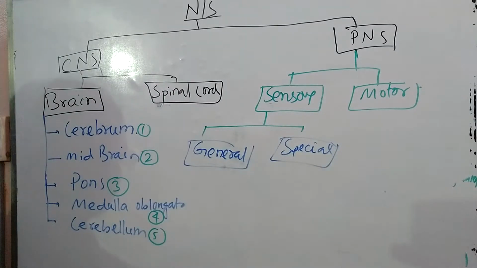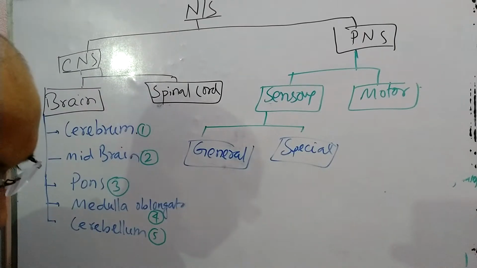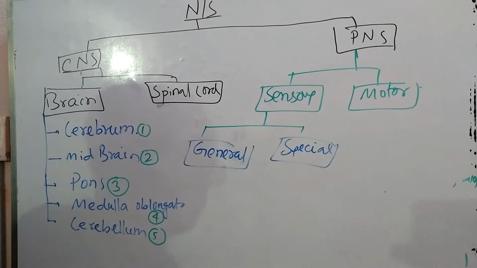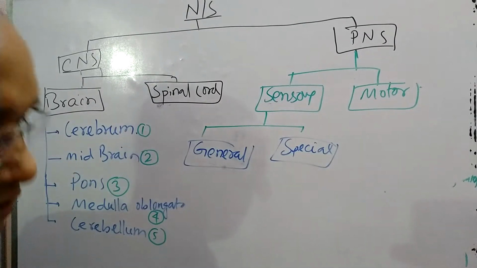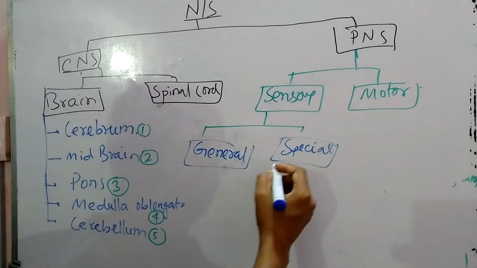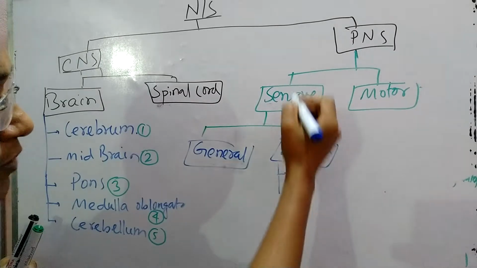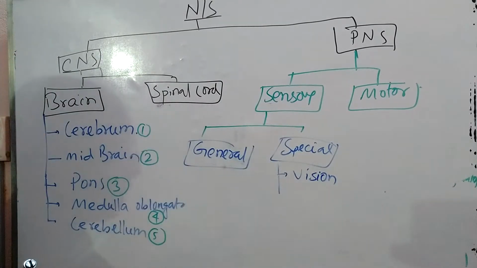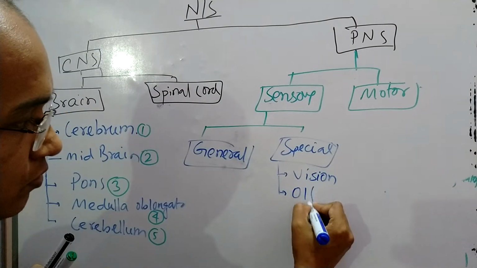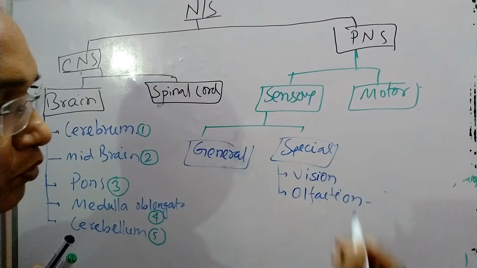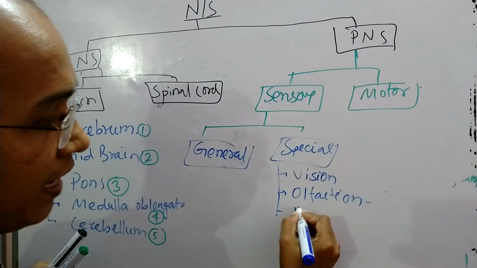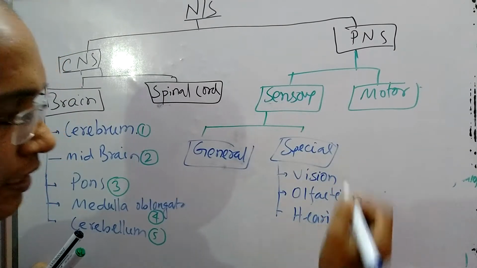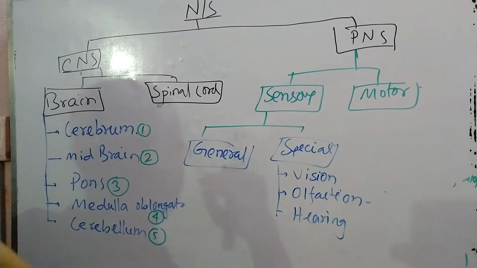General sensations are the modalities which receive input coming from any organ, and special sensations are those sensations coming from a special organ, like vision coming from eye, olfaction, meaning sense of smelling, coming from nose, and hearing coming from ear, the auditory system.